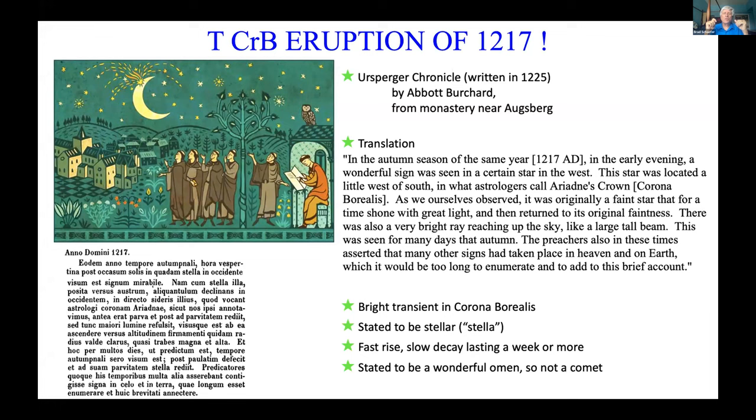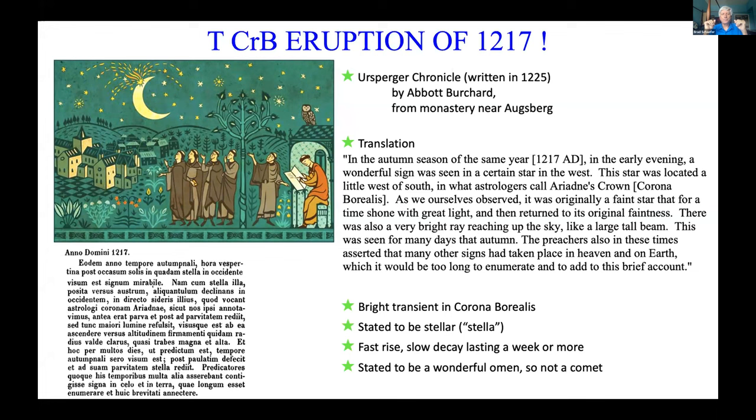And that is the terminology from the time for a point source. It's stellar. It's a star. It's not a comet. It doesn't show a tail. Comets have a separate, completely distinct terminology. And Burchard did not use those terms. He did not see it as a comet.